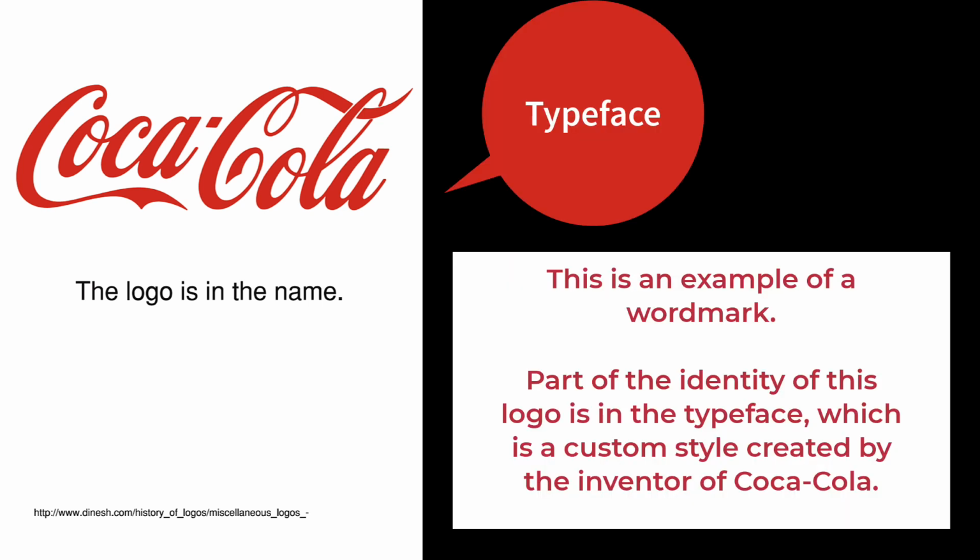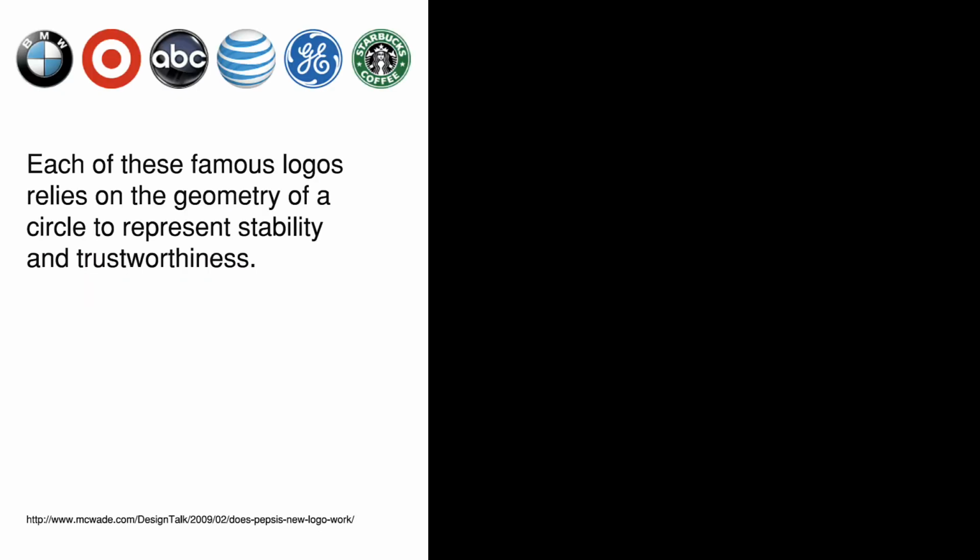This is an example of a word mark. Part of the identity of this logo is in the typeface, which is a custom style created by the inventor of Coca-Cola. Each one of these famous logos relies on the geometry of a circle to represent stability and trustworthiness.